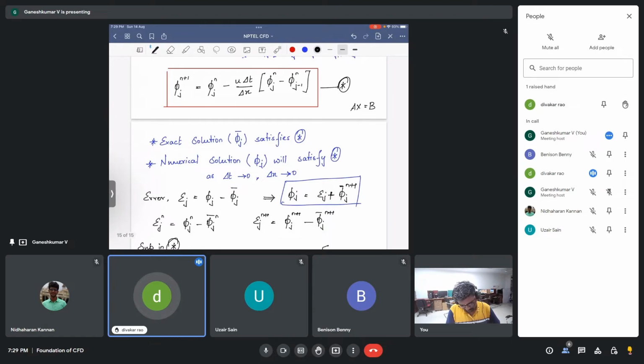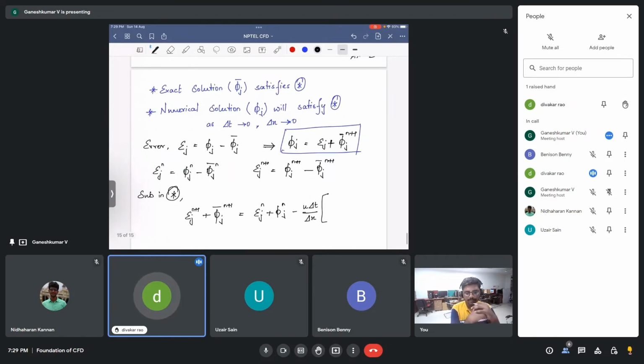Sir, from the bottom third line, where you marked in the rectangular box, phi j equals epsilon j, which is the error, plus phi j bar at n plus 1. So n plus 1 is the current thing. Yeah, n plus 1 is the present time step.